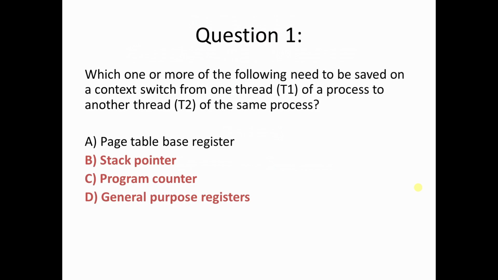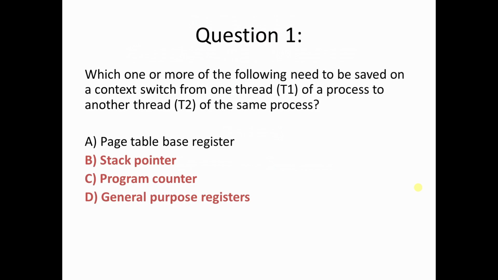So this is question number 1. Which one or more of the following need to be saved on a context switch from one thread of a process to another thread of the same process? The options given are page table base register, stack pointer, program counter and general purpose register. Which of these registers has to be saved when one thread moves to another thread so that it can come back or completely finish the process?